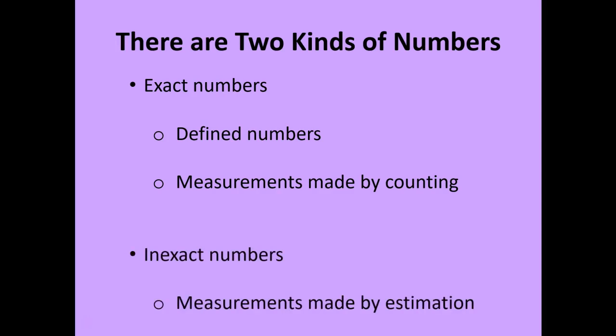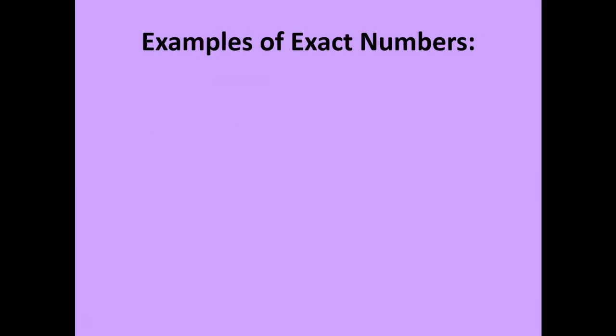Inexact numbers are most measurements that we make. In other words, determining the mass of something, the length of something, the wavelength of a particular light, or the volume. These are all measurements that require a certain amount of estimation because there's always some limit to the sensitivity or precision of the instrument that we're using to make those measurements.